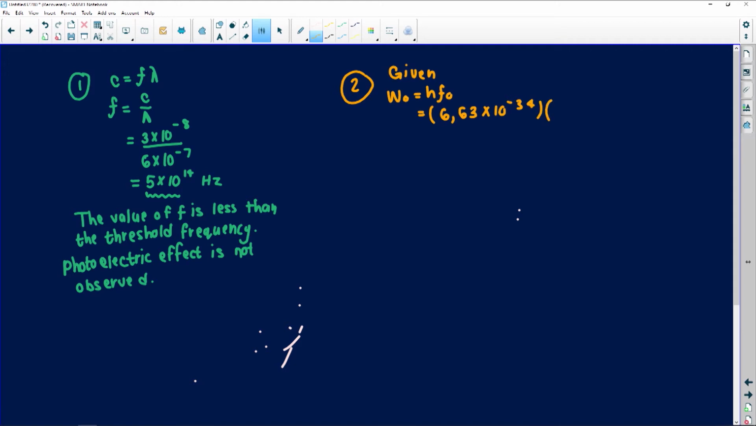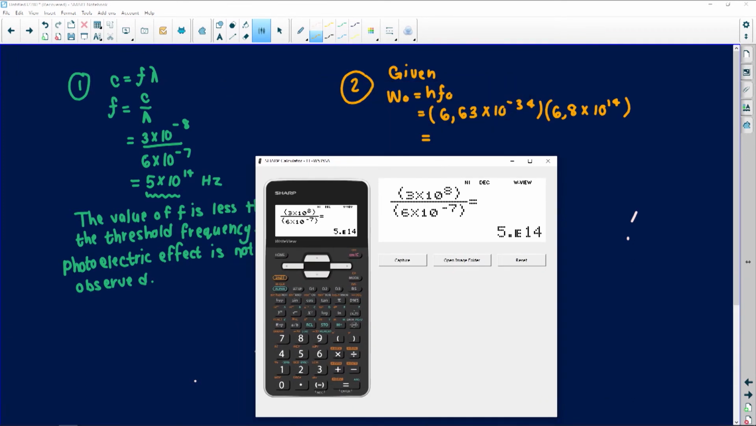And then the threshold frequency of the given metal on the diagram is 6.8 times 10 to the exponent 14. Now let's see the work function, and we can do that in comparison with the energy that it will have. So let's see what we're going to get there. I've got 6.63 times 10 to the exponent negative 34. I need to multiply that with 6.8 times 10 to the exponent 14.